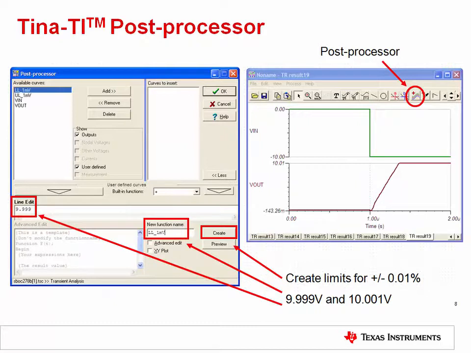Before we zoom in on the settling region though, let's first set up a representation of the error bands for easy visual analysis. This can be done using TINA's post-processor function by adding horizontal lines for the Vout values at plus or minus 0.01% of ideal. Since the ideal value is 10 volts, our error band values are 9.999 volts and 10.001 volts.